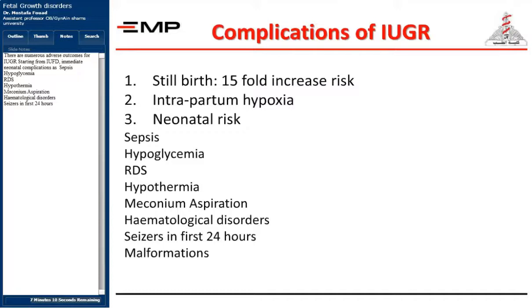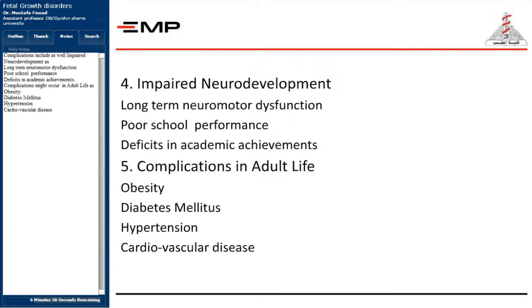hypoglycemia, RDS, hypothermia, meconium aspiration, hematological disorders, seizures in the first 24 hours. Complications include as well impaired neurodevelopment, such as long-term neuromotor dysfunction, poor school performance, deficits in academic achievements.